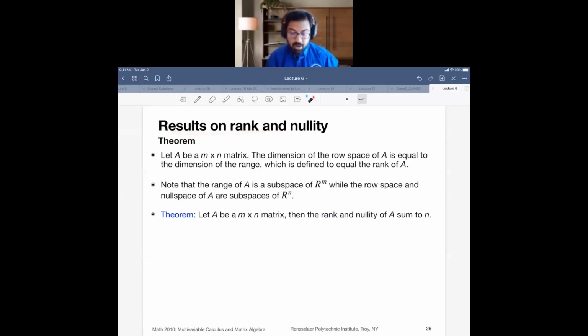Some theorems about rank and nullity. If you have a matrix A that is M by N, the dimension of the row space of A is going to equal the dimension of the range. And we'll take a look at this with an example.